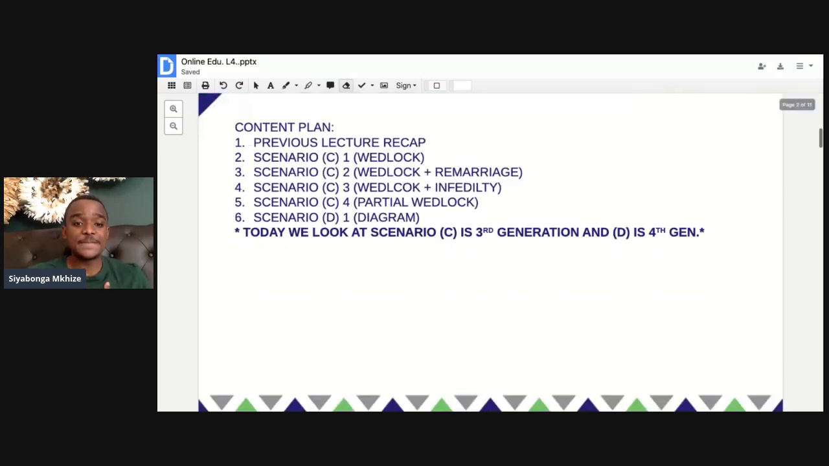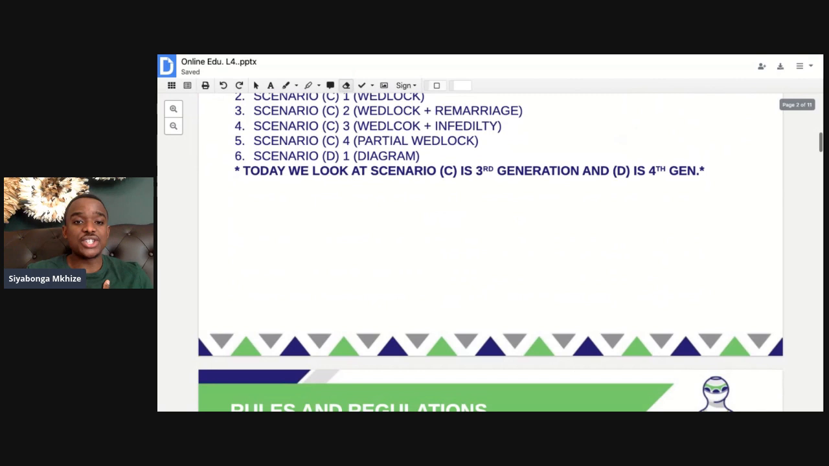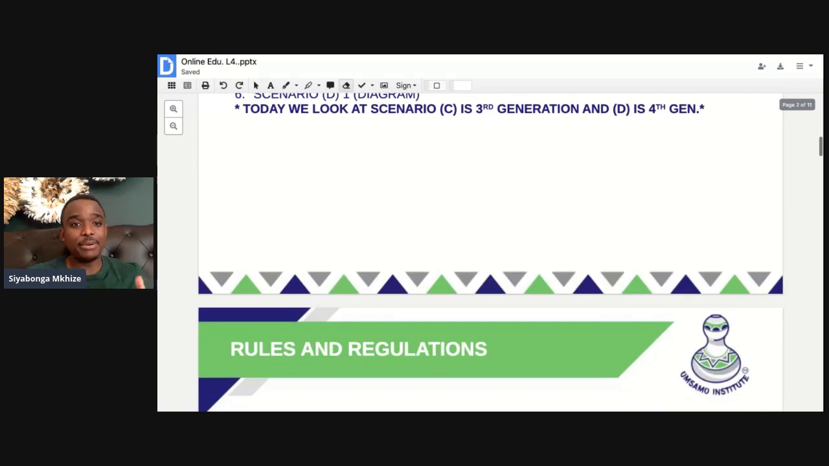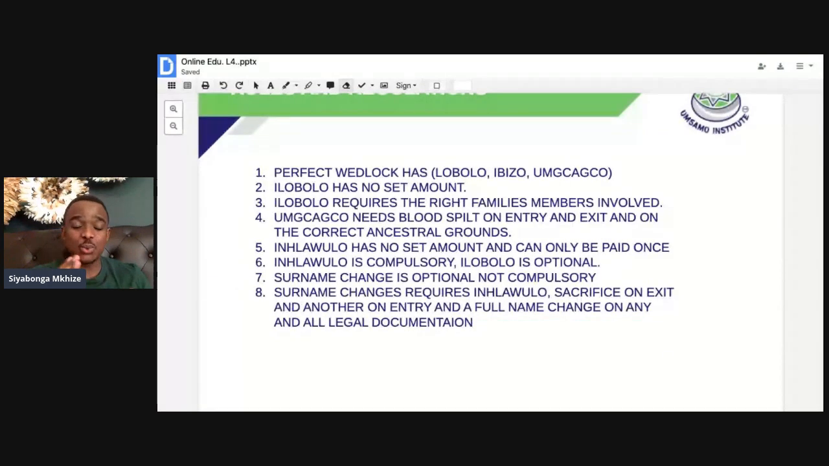All right. So just a quick recap about rules and regulations when it comes to Siyabonga. As usual, perfect wedlock has 3 steps. Ilobolo, ibizo, umtato. Now, depending on what culture you're from, what ethnic group you fall into, obviously the execution will vary, but at the end of the day, some sort of exchange needs to happen in terms of ilobolo. Ibizo, they vary. Some cultures do it with umtato, the wedding, and some cultures do it separately. But the most important thing is umtato, blood in, blood out.